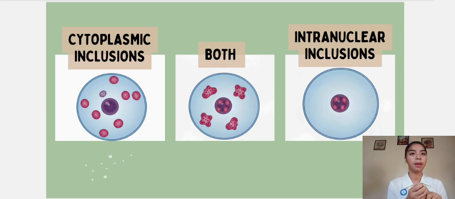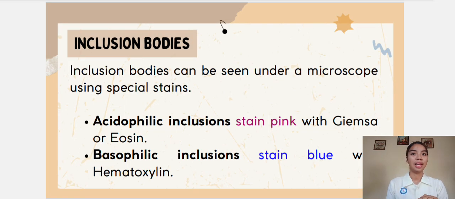So you can see the difference, our intranuclear inclusion bodies. The inclusion bodies are inside the nucleus, and there are no inclusion bodies in the cytoplasm. But in the middle picture, we can see both, which is the cytoplasmic and intranuclear inclusion. So the inclusion bodies are both in the cytoplasm and inside the nucleus. So those are the types of inclusion bodies that can be found inside the cell once it is infected.